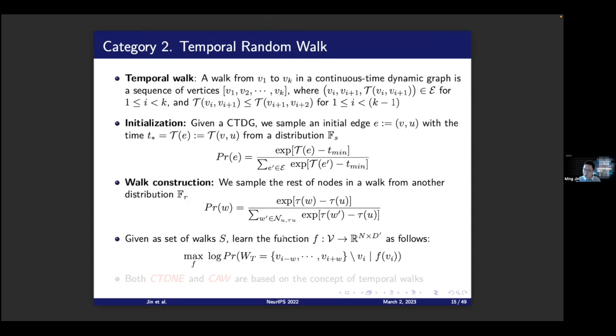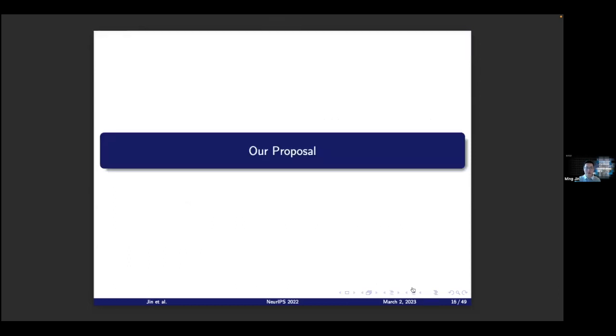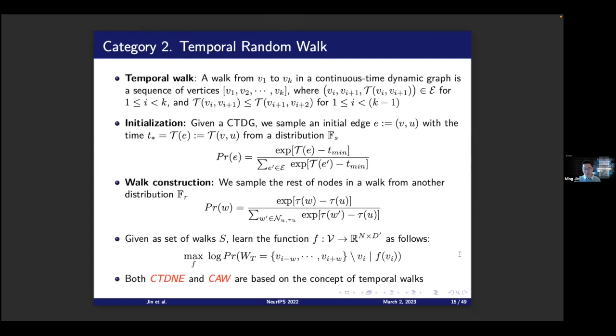So it's quite similar to DeepWalk, as well as Motif-Aware methods, right? In the community of dynamic graph learning, both CTDNE and CAW are based on the concept of temporal walks. CTDNE follows exactly this paradigm to learn on dynamic graphs, but CAW uses the concept of temporal walk with other kinds of designs. Before I get into our proposal, I would say that our method can be regarded as an extension of CAW. If readers are very interested in the details, you can refer to these papers and compare them with our paper, of course.